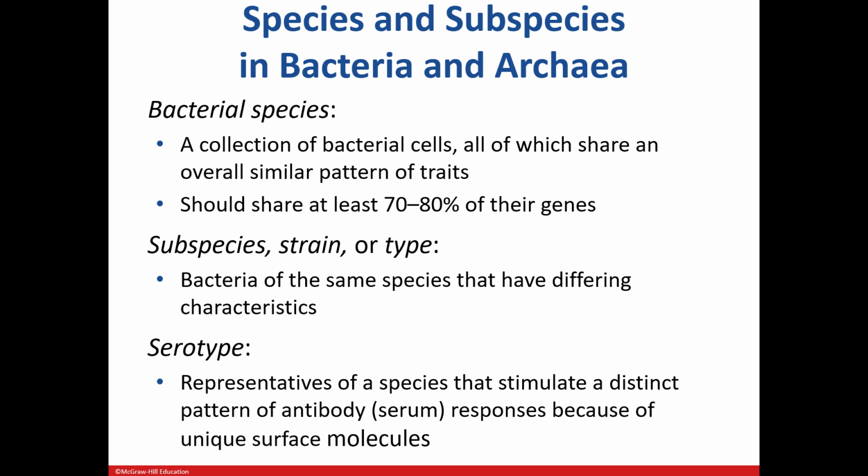Anytime you see the term species, it refers to bacterial cells that share a significant portion of genetic information. Subspecies are members of the same species with some different traits. Serotypes are those that generate different responses from our immune system.